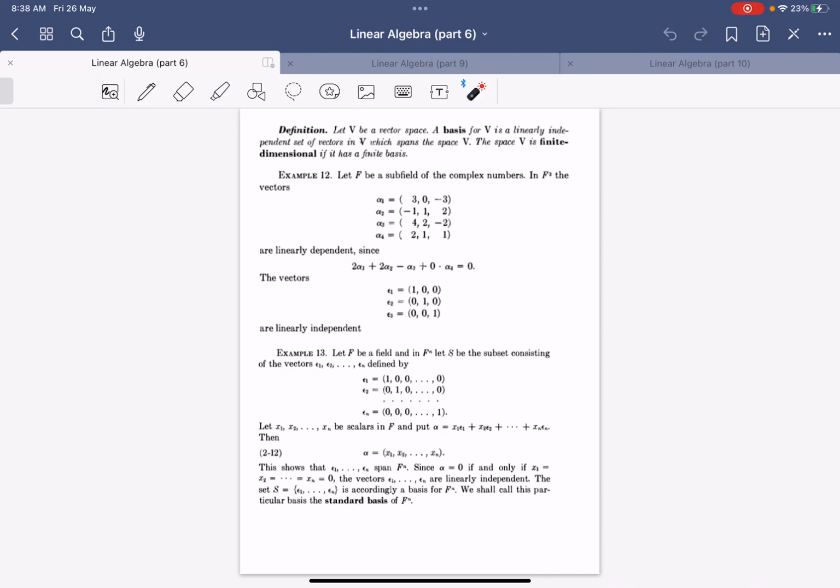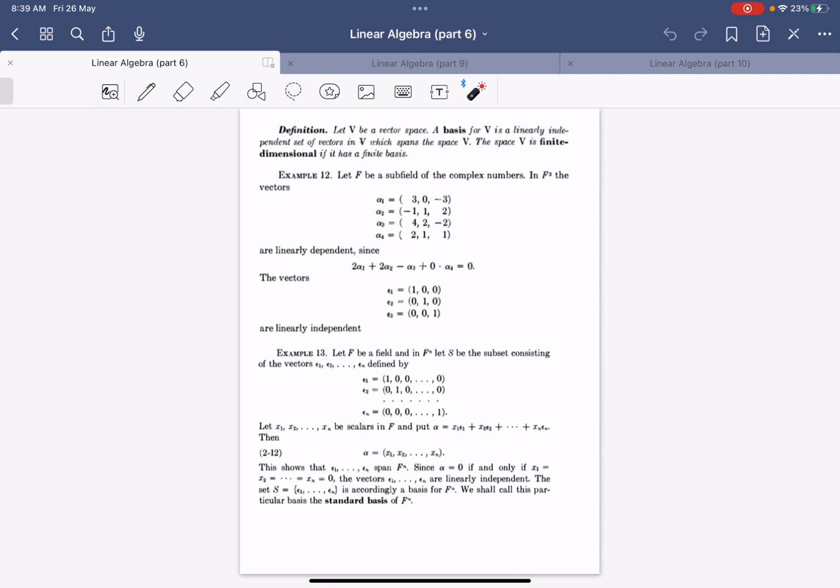Hi, in this video we'll be talking about basis, which is a very important concept when it comes to a vector space. So let's first define what a basis is. A basis is a linearly independent set that spans the space V. And you can think about it, from our previous video, as the minimal spanning set, or as the maximal linearly independent set. The space V is finite dimensional if it has a finite basis.